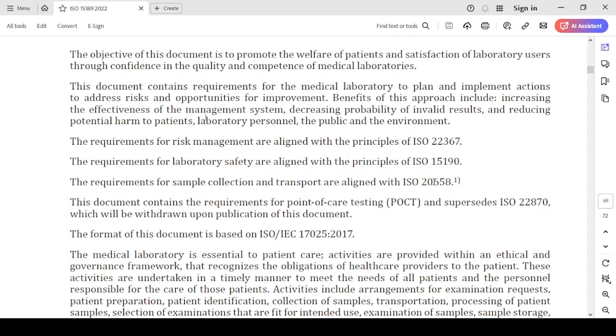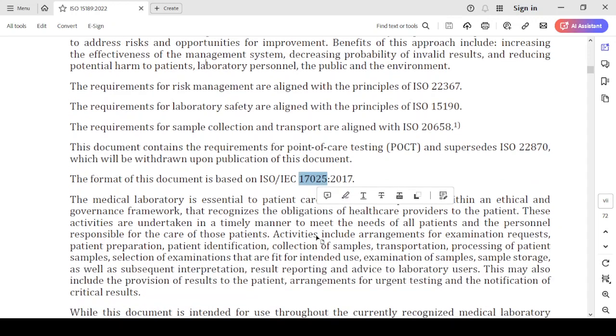Okay, so how do you handle the sample before it gets to the testing phase of the lab? So that is ISO 20658. And then it talks about the standard for point of care, which is 22870. Okay. Then talks about 17025, which is our further standard.